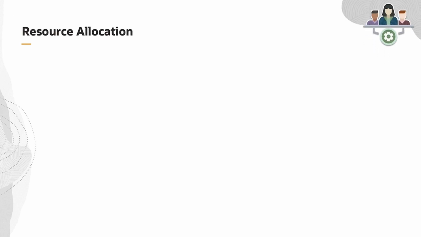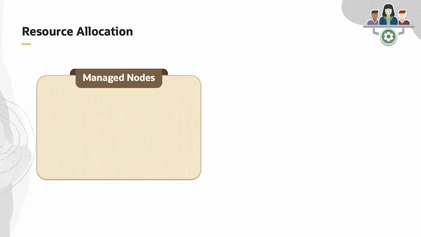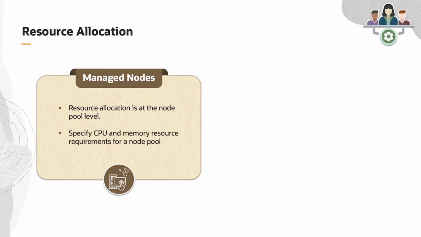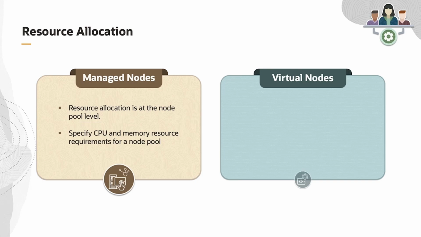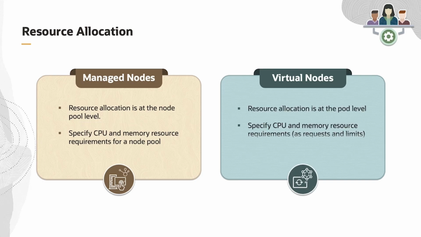Another key point of differentiation is in their approach to resource allocation. When it comes to managed nodes, the resource allocation is at the node pool level, and the users specify CPU and memory resource requirements for a given node pool. In virtual nodes, the resource allocation is done at the pod level, where you can specify the CPU and memory resource requirements, but this time as requests and limits in the pod specification.